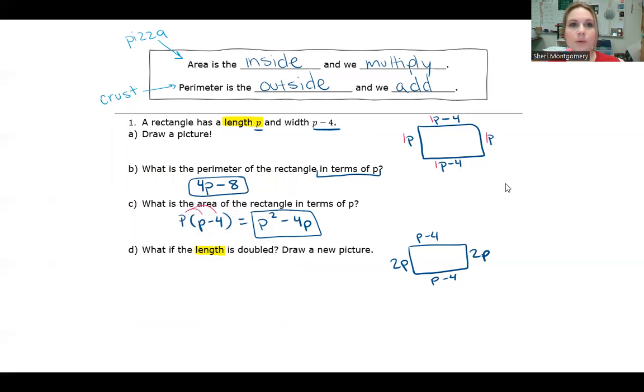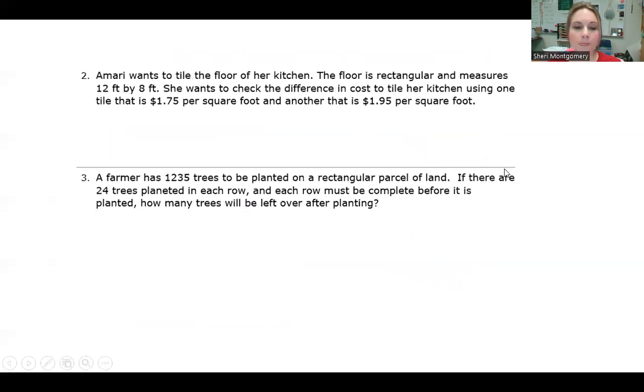All right, the next one. Amari wants to tile the floor of her kitchen. The floor is rectangular and measures 12 feet by 8 feet. She wants to check the difference in cost to tile her kitchen using one tile that's $1.75 and then another one that's $1.95. So I know you've done problems like this probably in middle school. It's been a minute. So we're gonna refresh.